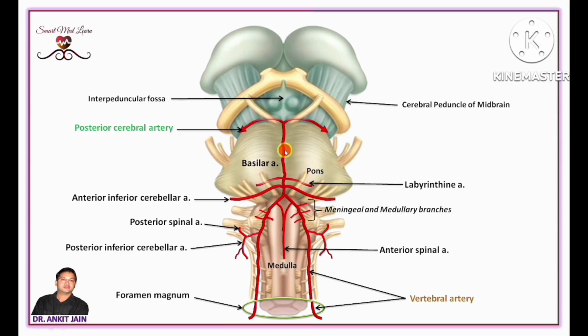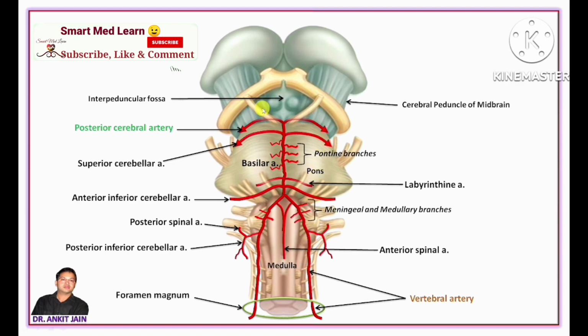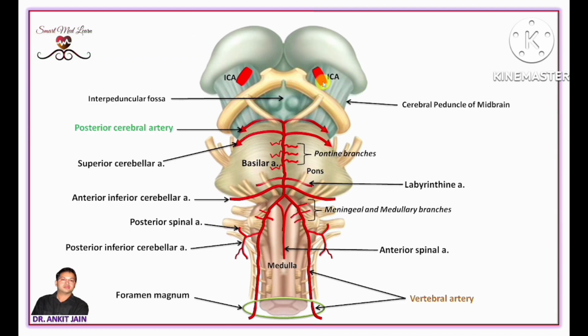Close to the superior border of the pons, the superior cerebellar artery comes out from the basilar artery. It supplies the superior surface of the cerebellum. Numerous short slender pontine branches emerge from the basilar artery, which pierce the pons and supply it. Apart from the vertebral artery, another major artery which supplies the brain is the internal carotid artery.